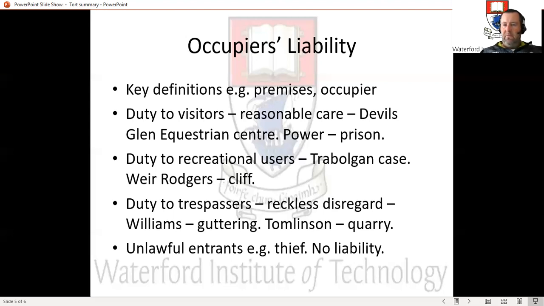So sometimes the question is asked, what about someone who breaks into your house to commit a crime or whatever? And generally you would have no liability. However, it does come with a proviso that presumably you'd have to show that they were there for the unlawful purpose. Otherwise, they would just be considered a trespasser, and you would have a duty, albeit the duty of reckless disregard.